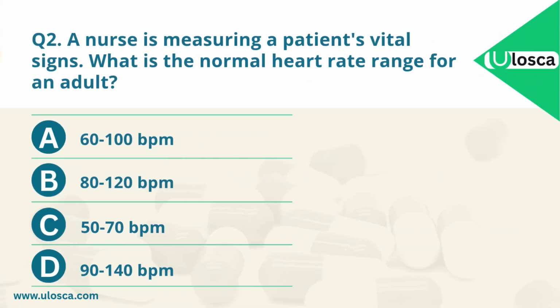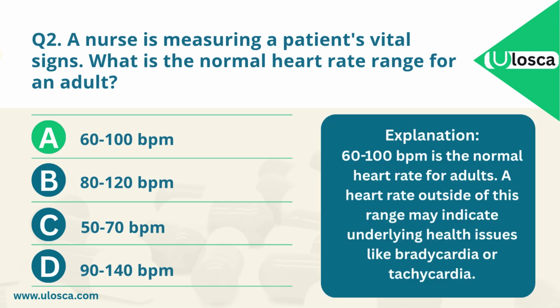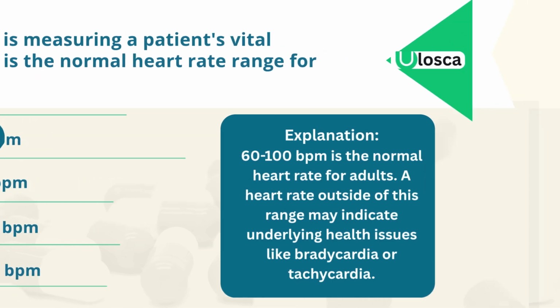The correct answer is A. 60 to 100 BPM. Explanation. 60 to 100 BPM is the normal heart rate for adults. A heart rate outside of this range may indicate underlying health issues like bradycardia or tachycardia.